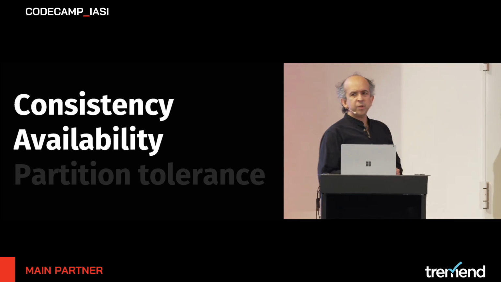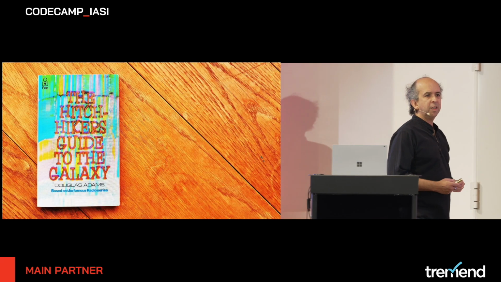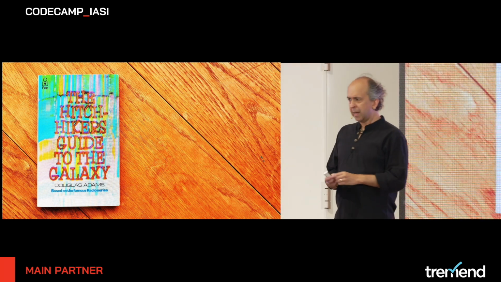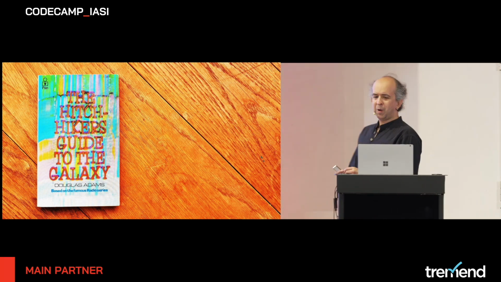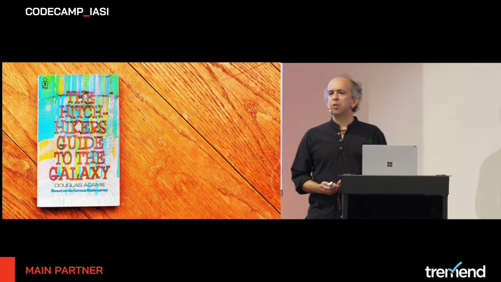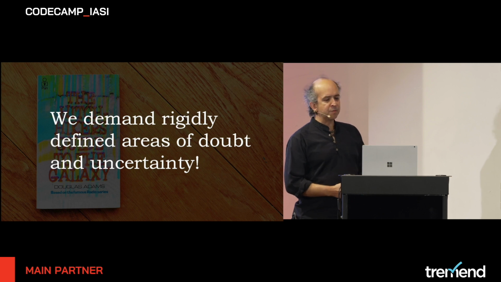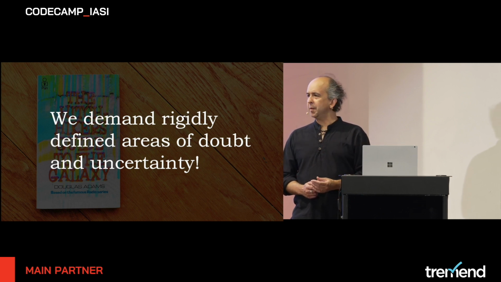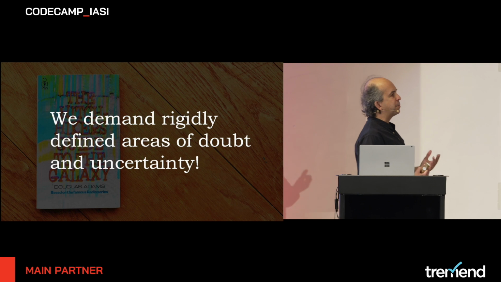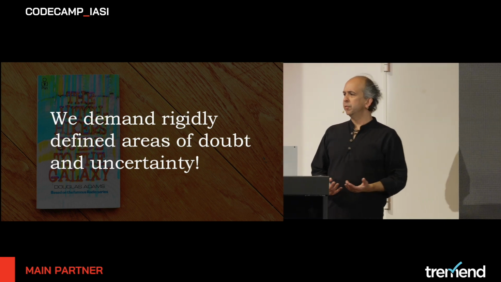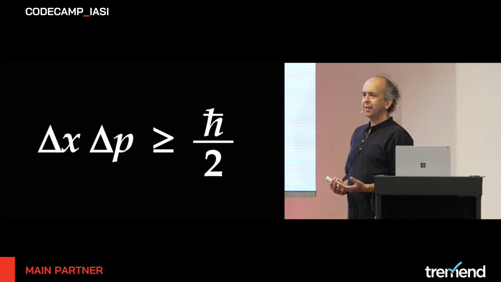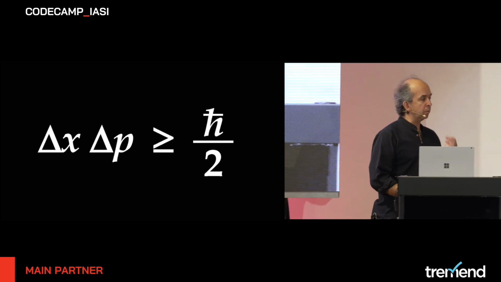So, what have we just discovered? We've discovered that in a network, unlike a web of material, we have a boundary on our knowledge. In The Hitchhiker's Guide to the Galaxy, Douglas Adams observed, we demand rigidly defined areas of doubt and uncertainty. That's what the CAT theorem is. The CAT theorem is basically Heisenberg's uncertainty principle for the network. There are limits to what we can know.